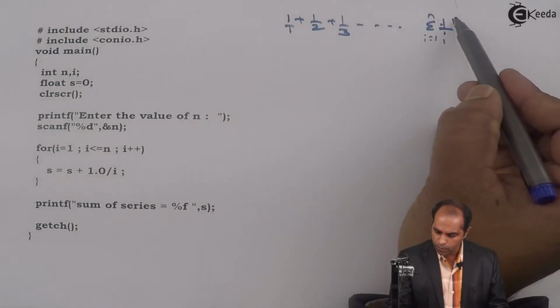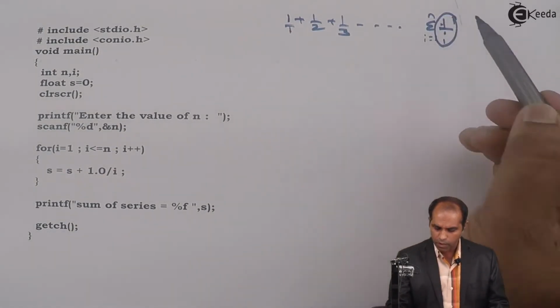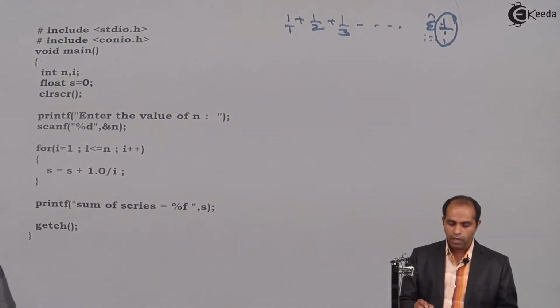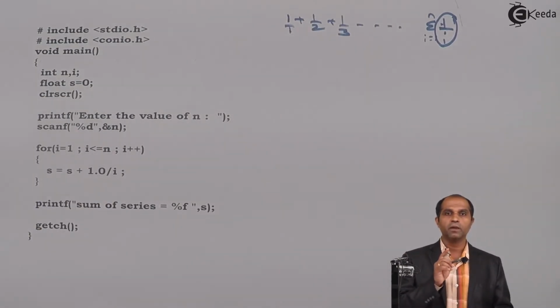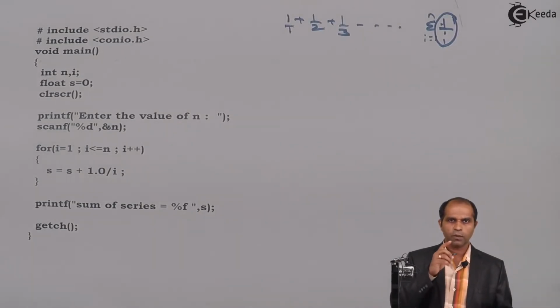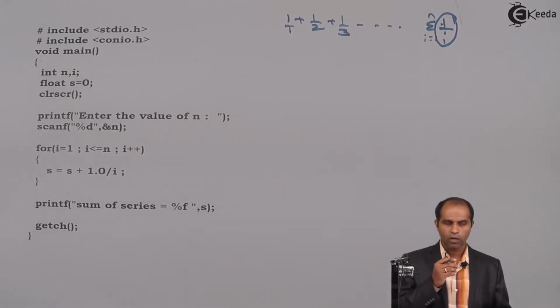This expression should be added to the accumulation variable, and this time the accumulation variable will be float. Why float? Because when I say 1 by 2, 1 by 3, 1 by 4, the tendency is to get fraction values. So I'll say s equal to 0.